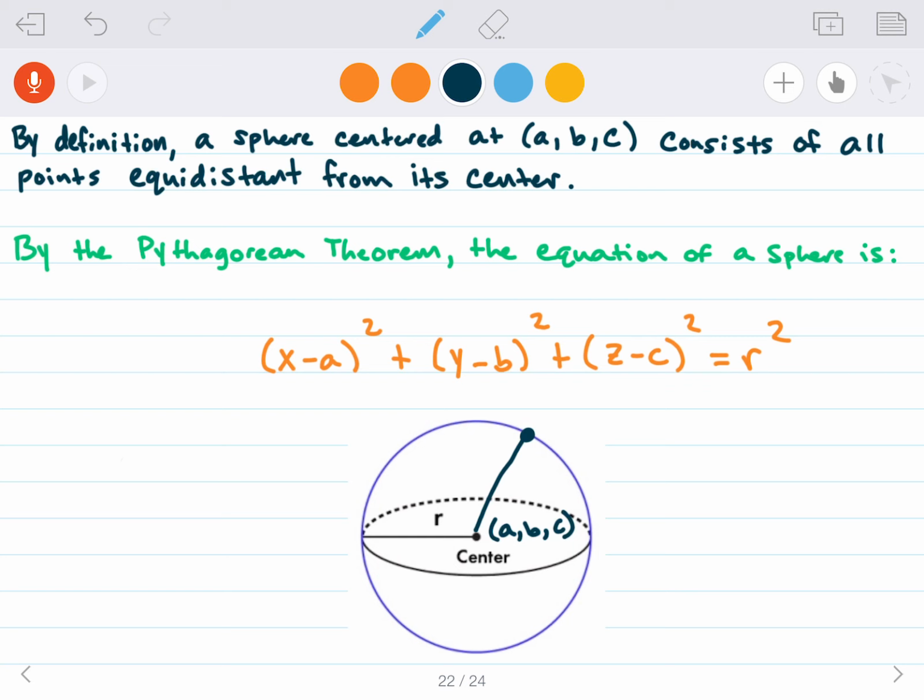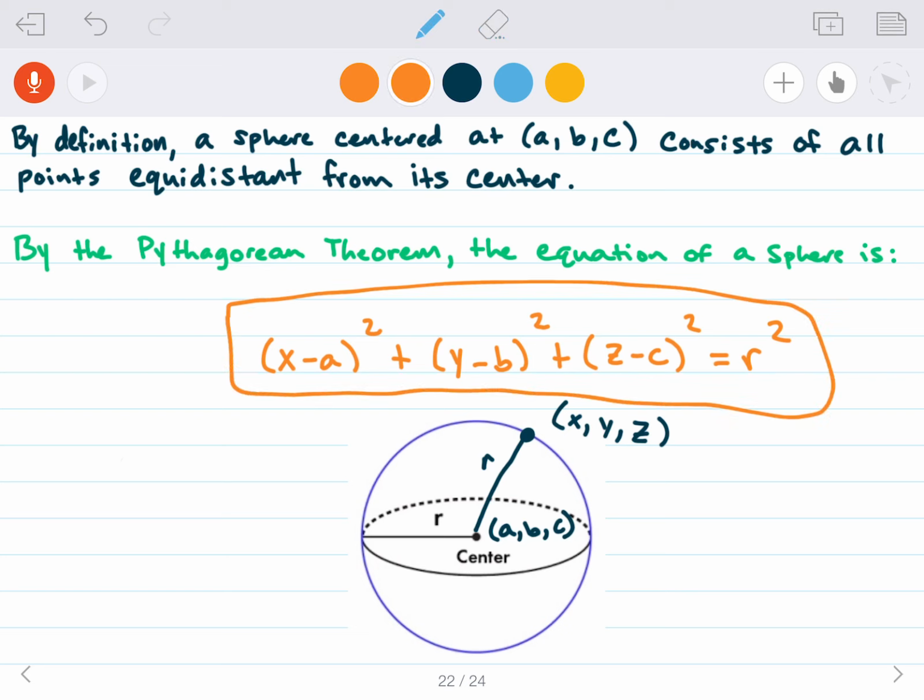Because when you try to find the distance between a point on the sphere and the center of the sphere, so let's say we're trying to find the distance between (x, y, z) and the center (a, b, c), we know what that distance is. By definition, it's r. And so by the Pythagorean theorem, we have this equation for the sphere. And if you take the square root of both sides, your r becomes your distance. So this is the equation of a sphere centered at (a, b, c). It looks just like this. And that is just an application of the Pythagorean theorem. That's how we got that.